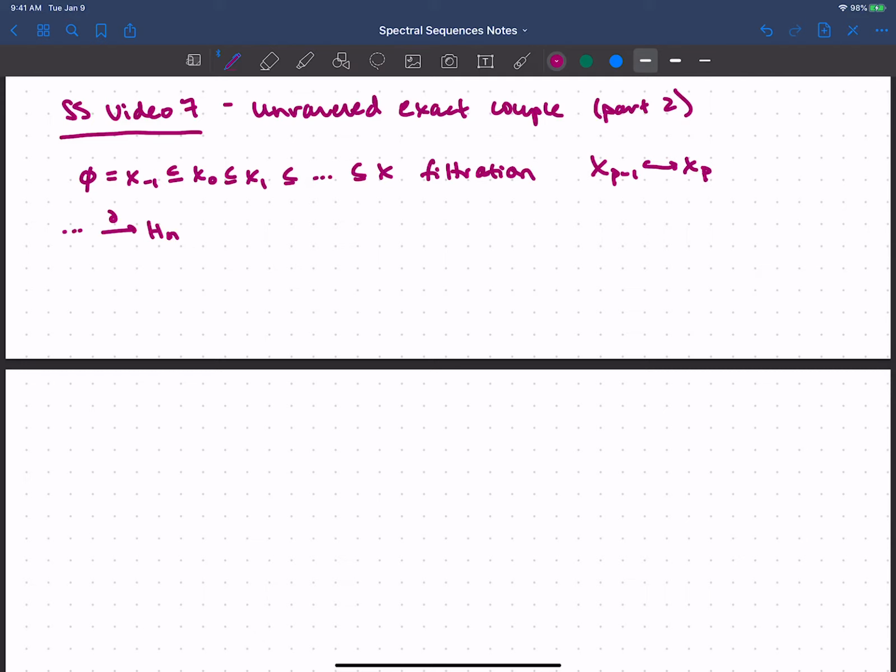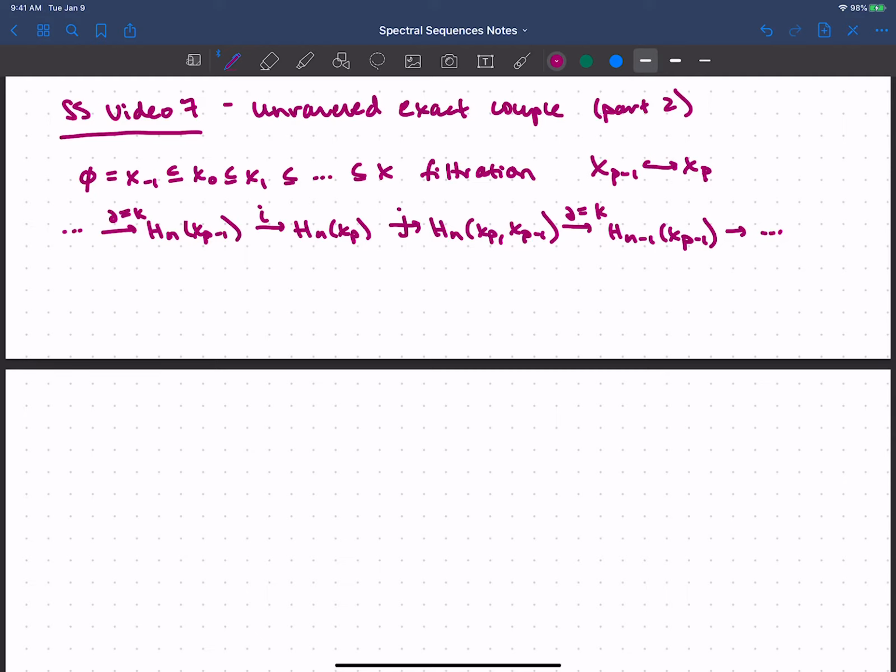And that'll be our connecting homomorphism, goes to X_{p-1}, goes to the homology of X_p, goes to the relative homology, and then our connecting homomorphism drops us down a degree, as usual. And for the sake of the unraveled exact couple, we're going to dive into it, and so I'm going to need names for these maps. So let's call these I and J. And I'm going to call the connecting homomorphism K.